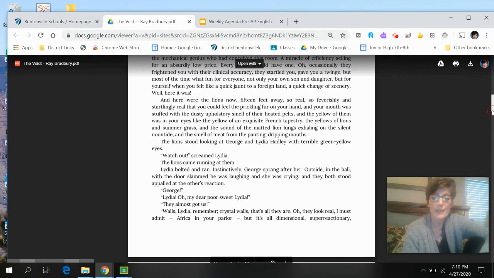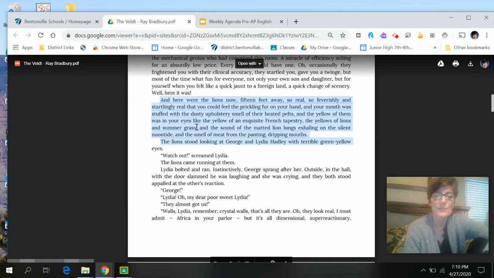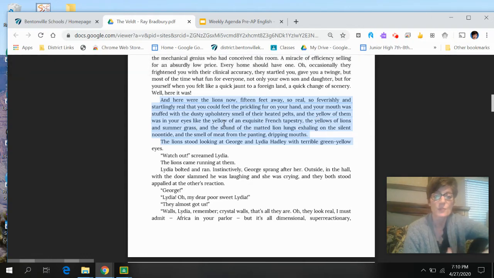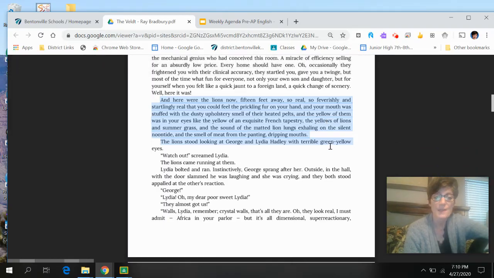Now, at that point, again, we have the yellow reference here with the lions. And we have all this imagery about how the lions are going to be so important. And we have here the lions 15 feet away, so feverishly and startlingly real. You could feel the prickling fur on your hand, and your mouth was stuffed with the dusty upholstery smell of their heated pelts. Notice we have the yellow of them was in your eyes, like the yellow of an exquisite French tapestry, the yellow of lions in the summer grass. And then they look at the parents, George and Lydia, with terrible green yellow eyes.